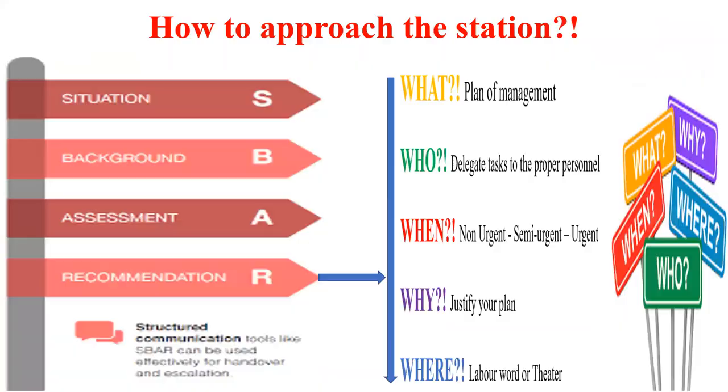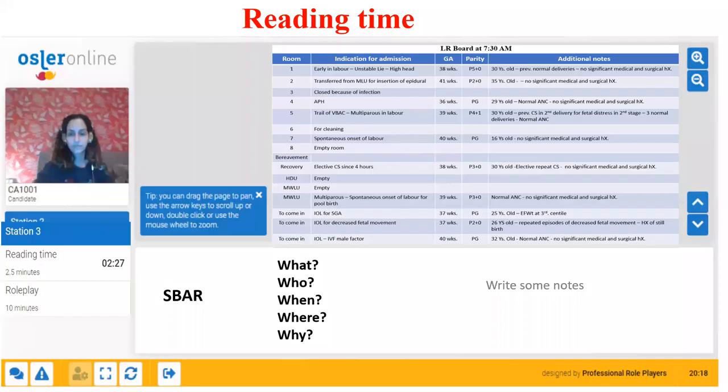So, how to approach the station? SBAR: situation, background, assessment. Here, at the point of assessment, you will ask for more details from the examiner and then give your recommendation. What will be done? Who will do this? When will it be done? The degree of urgency? Why will it be done? And where will it be done?